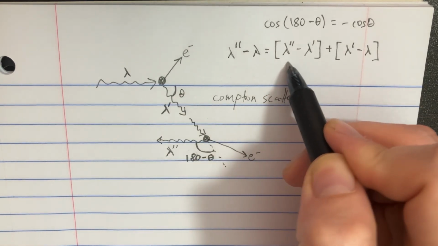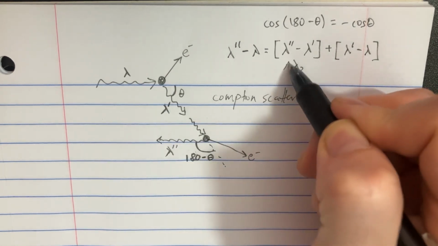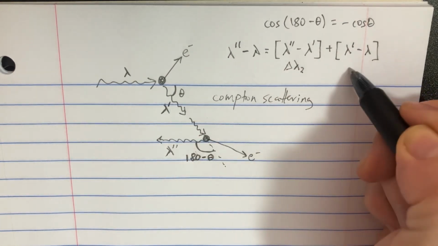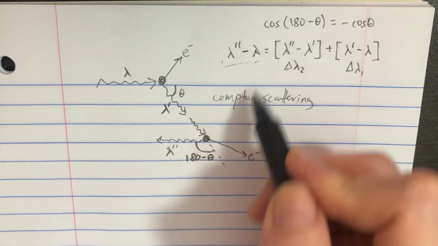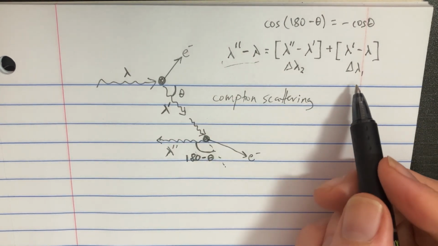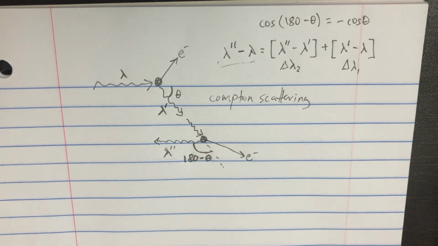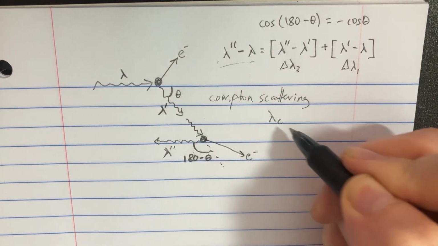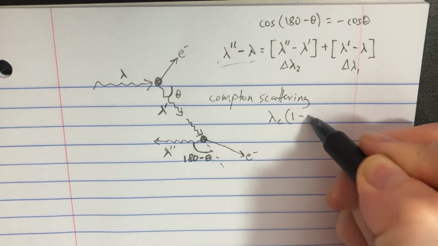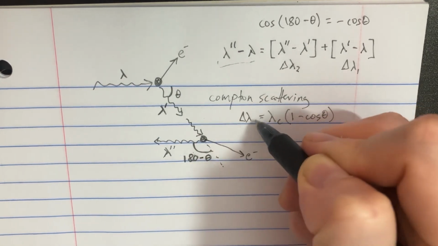This is essentially saying that the second shift over here plus the first shift over here is going to equal the combination of everything. And so let's go ahead and figure out the first one. Well, we know that for any shift in this wavelength, it's going to basically be the Compton wavelength times 1 minus the cosine of theta. So that's going to be the first shift.